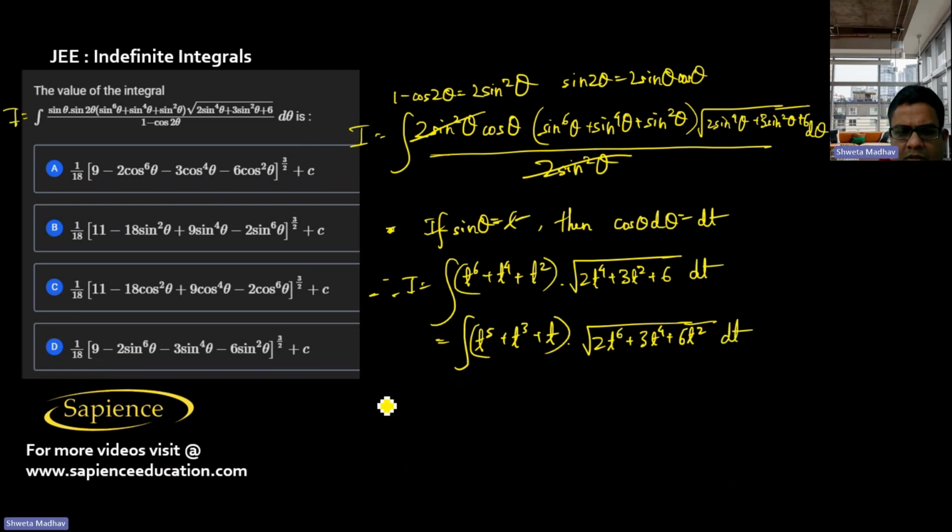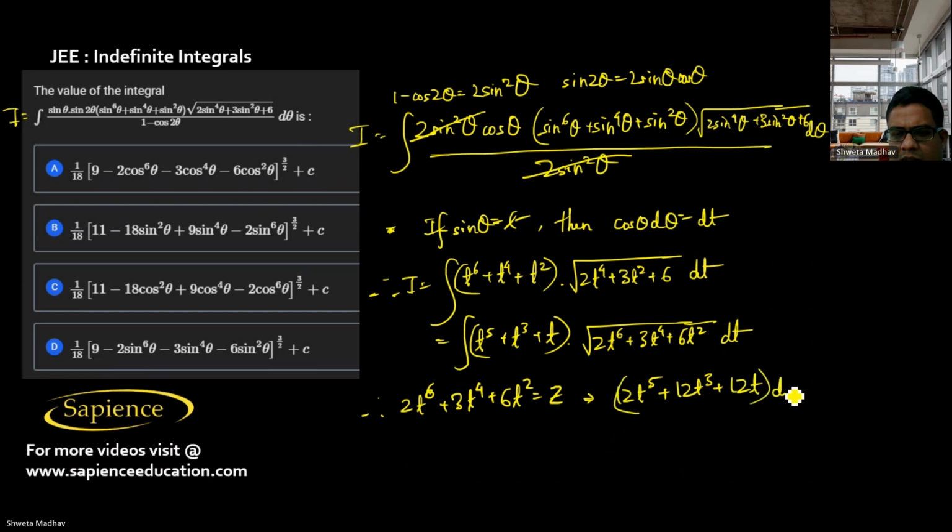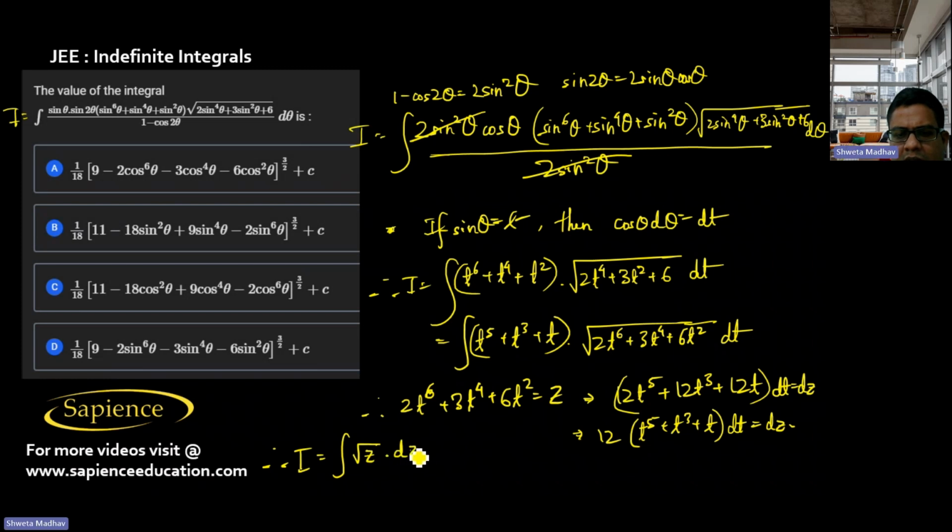dt. So then, if I take 2t power 6 plus 3t power 4 plus 6t square as z, then I can say that 12t power 5 plus 12t power 3 plus 12t into dt is equal to dz. Therefore, 12 into t power 5 plus t power 3 plus t into dt is equal to dz. So this integral I can also be written as integral root z into dz by 12.